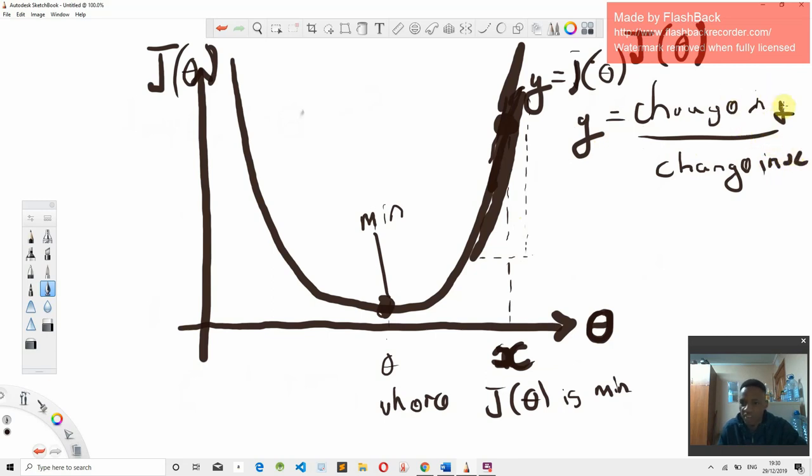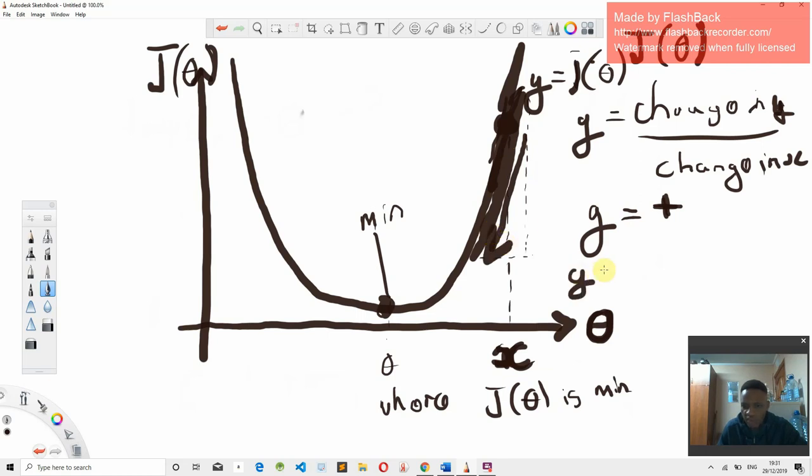I know it's bad. So this is the change in y over change in x. As you can see, the values of x here are positive, and the values of y at this point are positive. So in this case, our gradient is positive. When our gradient is positive, this will cause our gradient descent algorithm to move towards the left.